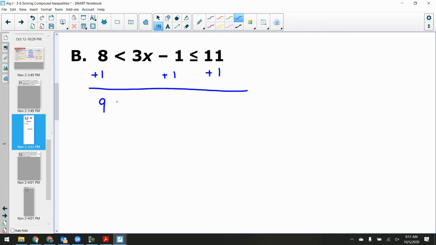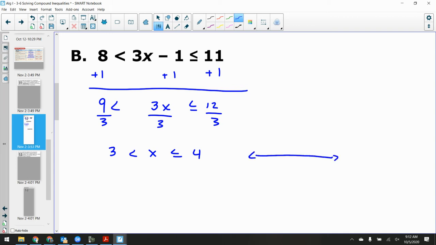So we get 9 is less than 3x is less than or equal to 12. Now I divide by 3 to all parts. 3 is less than x is less than or equal to 4. Again, this is an and inequality, so it will point in toward each other.